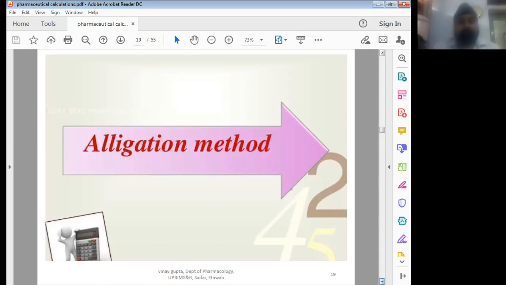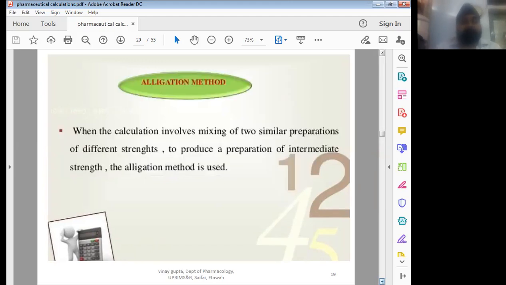Yes, students. Today we'll start with the alligation method. Now, the alligation method is used when there is a calculation involved in mixing two similar preparations of different strengths, so as to prepare a preparation having an intermediate strength. In order to do so, we can use this alligation method.